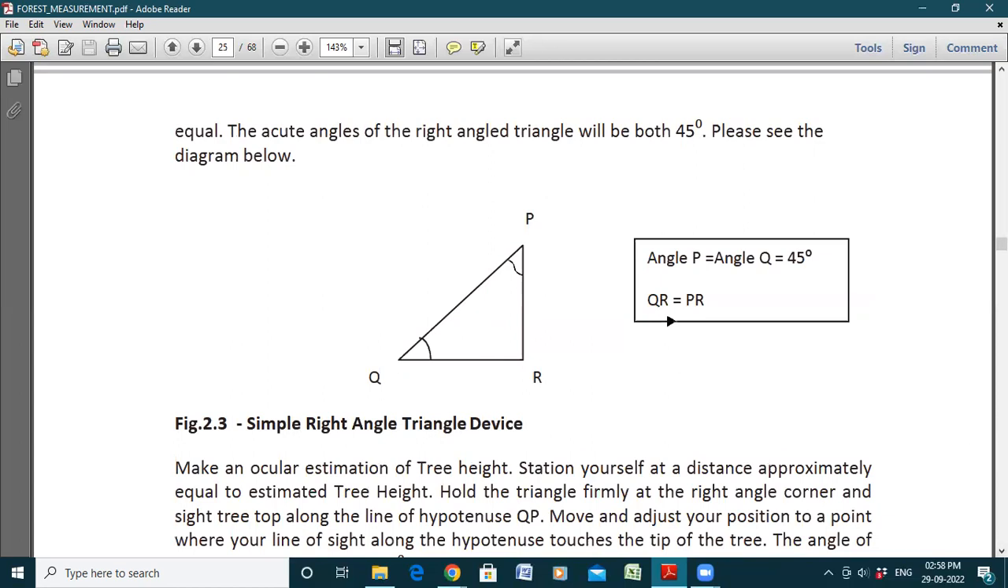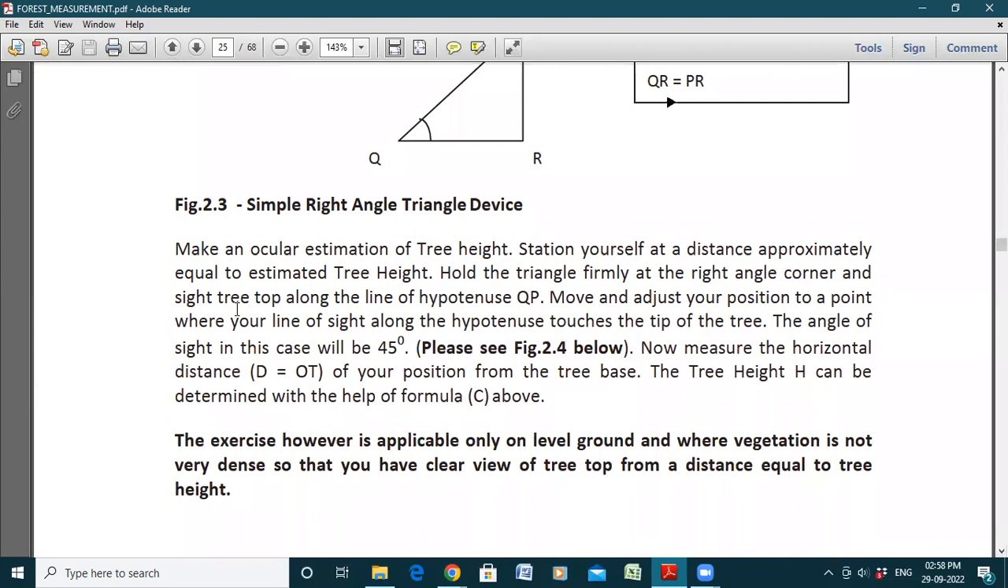Make an ocular estimation of tree height. Station yourself at a distance approximately equal to the estimated tree height. Hold the triangle firmly at the right angle corner and sight the tree top along the line of the hypotenuse QP. Move and adjust your position to a point where your line of sight along the hypotenuse touches the tip of the tree. Thus, the angle of sight in this case will become 45 degrees. Measure the horizontal distance, that is D is equal to OT, of your position from the tree base, and the height can then be determined with the help of the formula C.